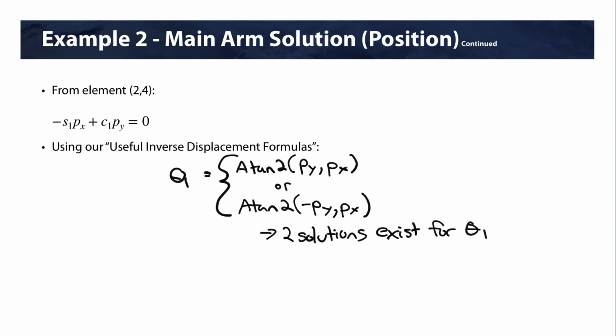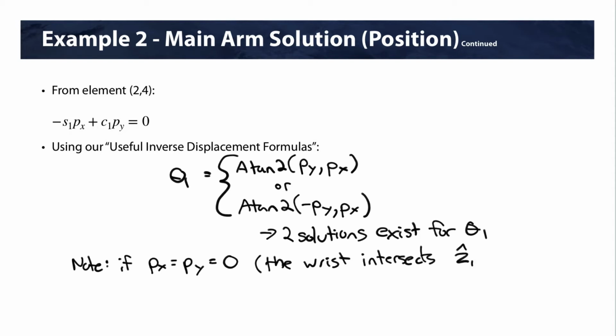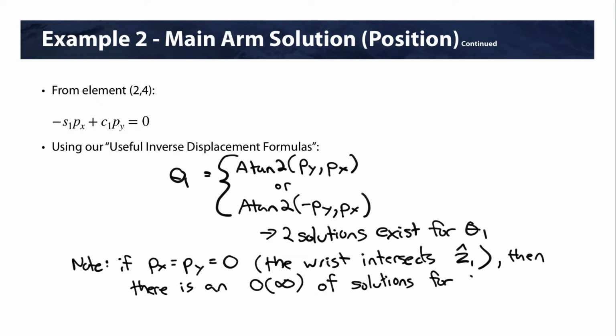We should also note that if px equals py equals 0, our wrist will intersect z1. So the wrist center will intersect the axis of joint 1. In this case then, there's an order of infinity of possible solutions for theta 1, and so you could choose theta 1 arbitrarily in that case. So we've solved for theta 1.